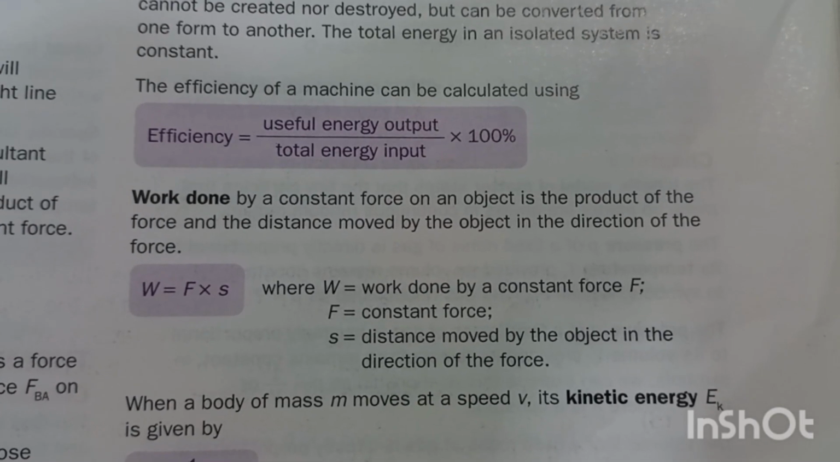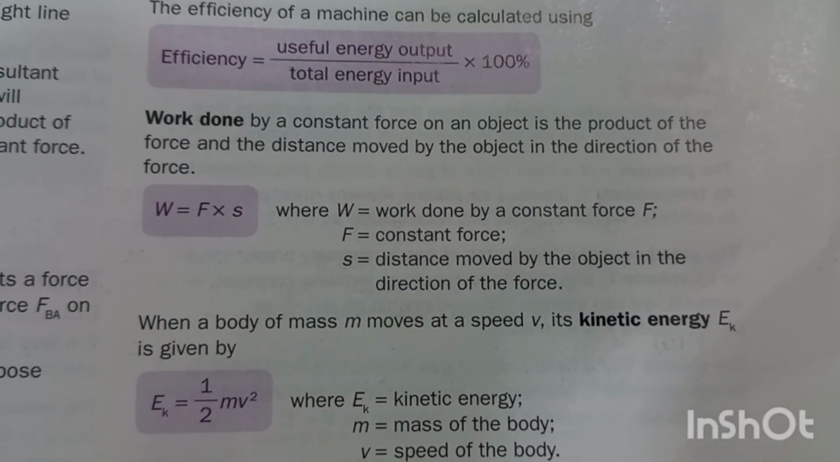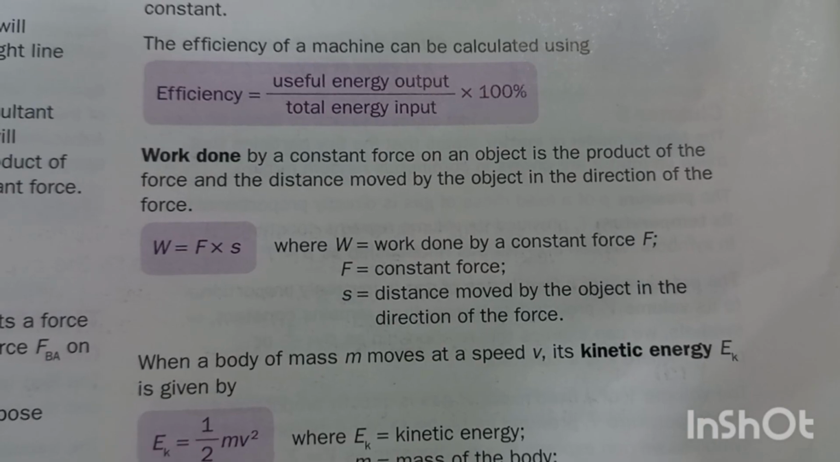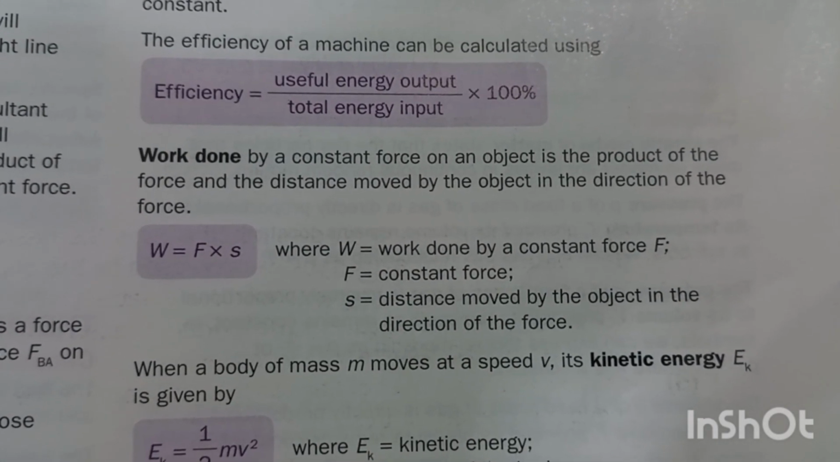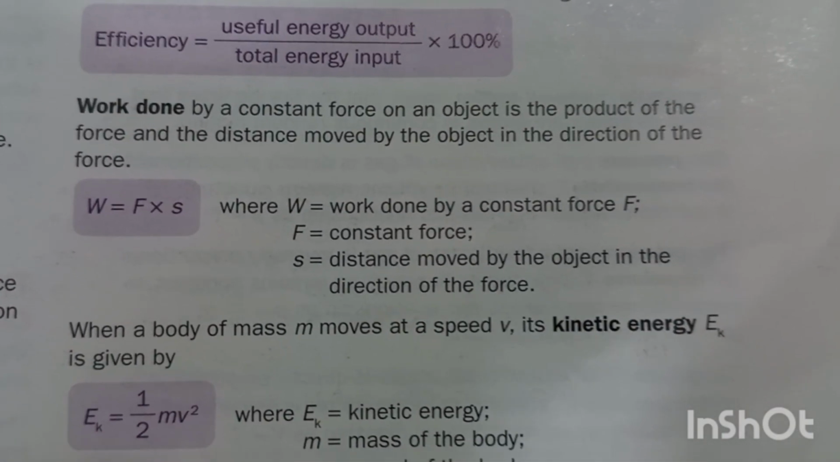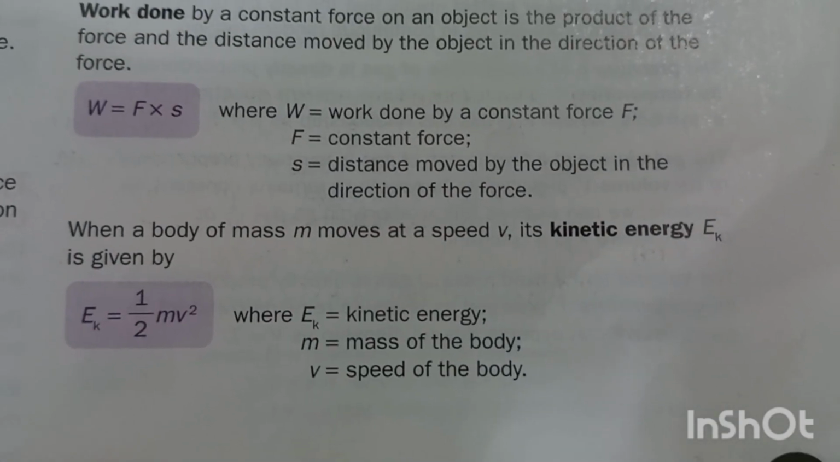The work done by a constant force on an object is the product of the force and the distance moved by the object in the direction of the force. W equals F multiplied by s, where W is the work done by a constant force, F is the constant force, and s is the distance moved by the object in the direction of the force.